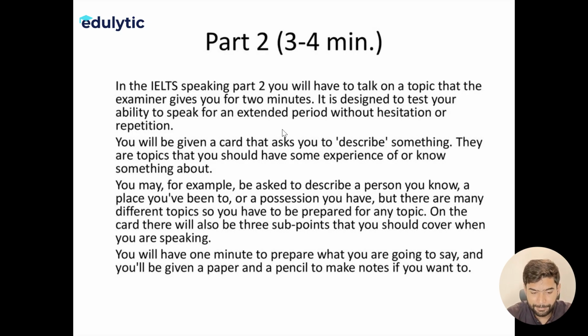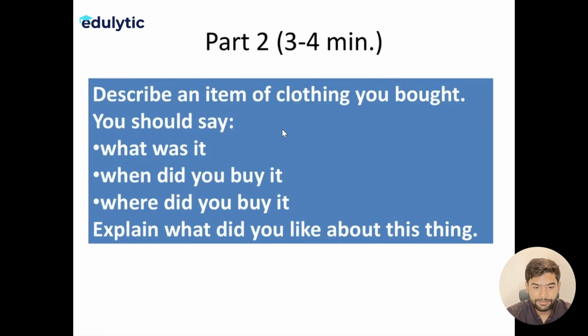On the card, there will also be 3 sub-points that you should cover when you are speaking. You will have 1 minute to prepare what you are going to say, and you will be given a paper and a pencil to make notes if you want to. Now the sample question is visible on your screen. This is a cue card that would appear in part 2.